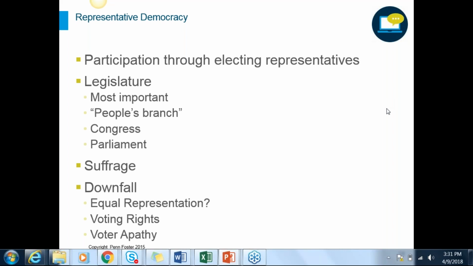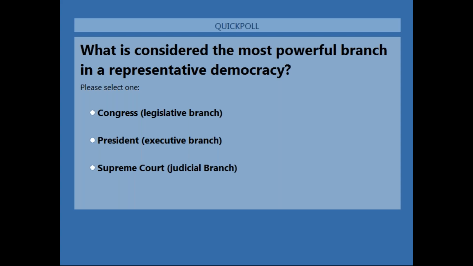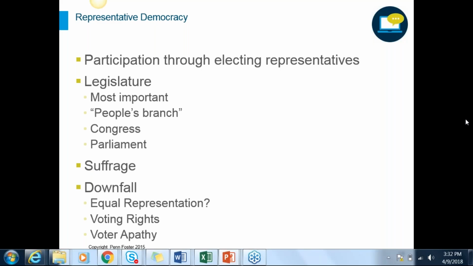And this leads us to our final poll question. What is considered the most powerful branch in a representative democracy? Is it Congress or the legislative branch, the presidency or the executive branch, or the Supreme Court as the judicial branch? Which is the most important in a representative democracy? All right, finishing up in 3, 2, 1. Okay, thank you very much.